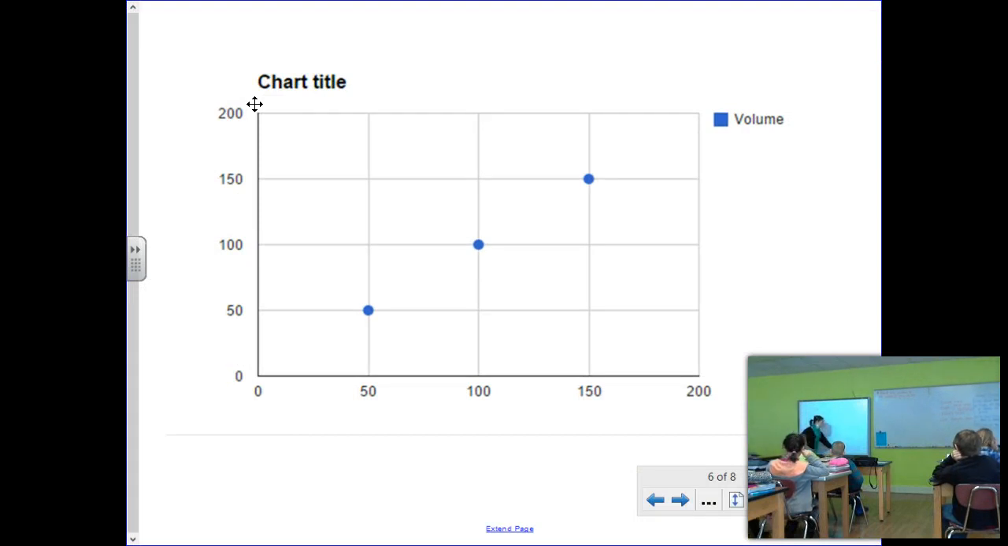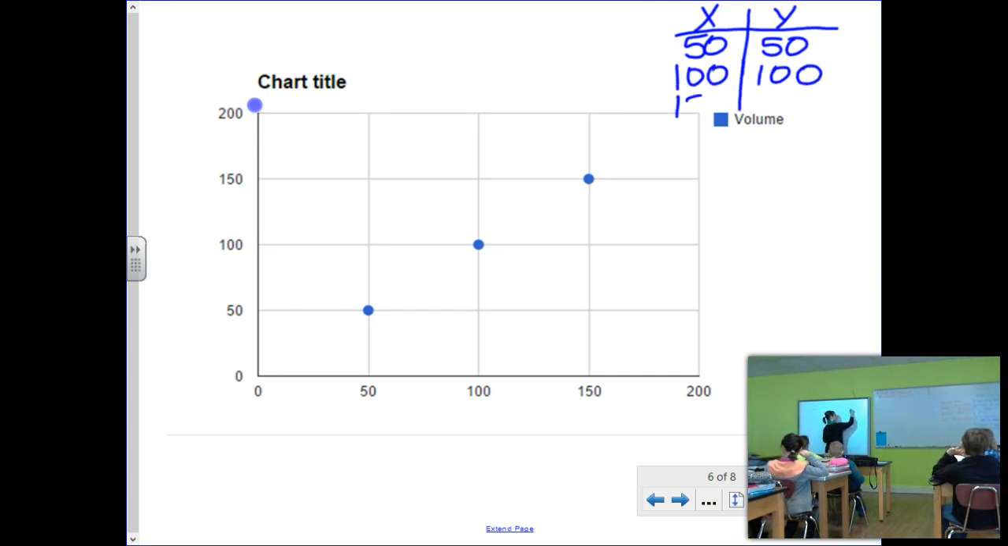So my data table would have been 50, 50, 100, 100, 150, and 150. Were you guys close? Yeah, a lot of you were really close. I noticed with the 50 milliliters you guys were the closest, only tenths off from the answer that you should have gotten. So now I put together a lovely chart for you.